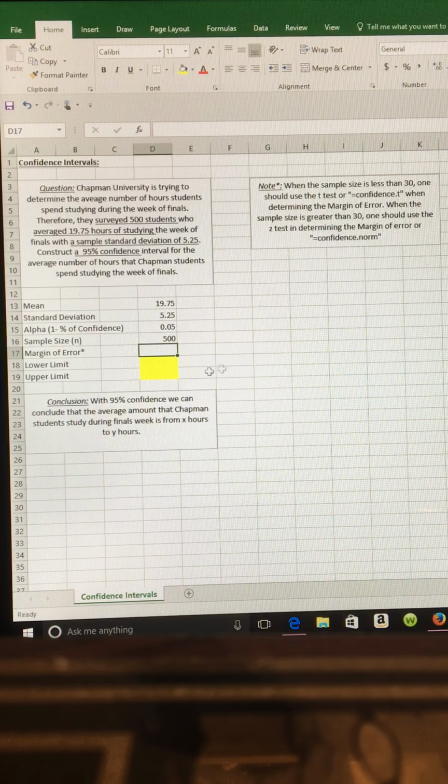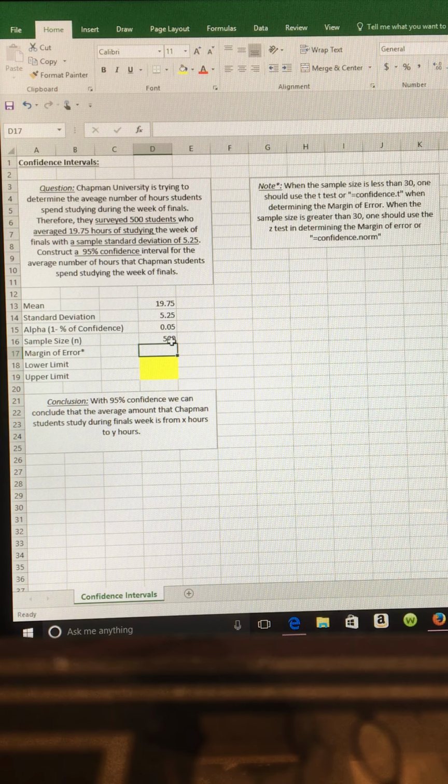The next thing you're going to do is calculate the margin of error. The margin of error varies on how to calculate it due to your sample size. So, when the sample size is less than 30, one should use the t-test, or equals confidence.t, when determining the margin of error. Then, when the sample size is greater than 30, one should use the z-test in determining the margin of error, or equals confidence.norm.